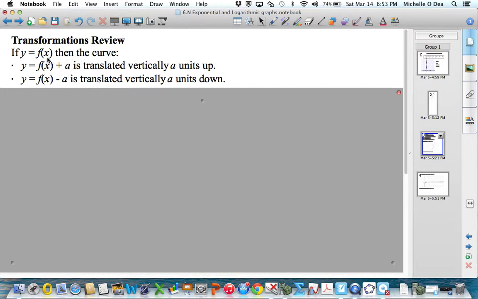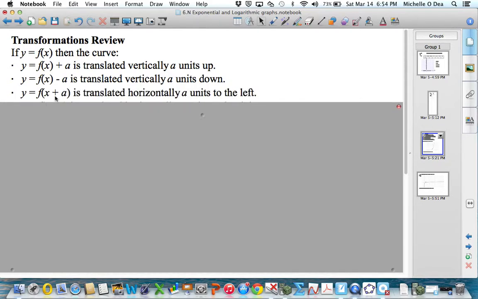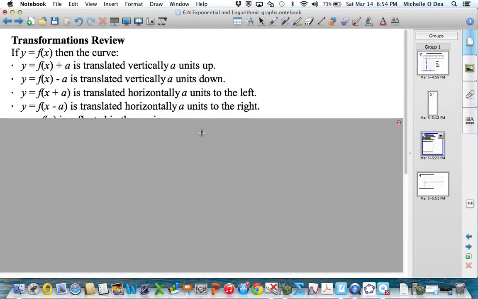If it's inside the bracket with the x's, it's then a horizontal transformation. So for example, looking at this one, here we add a to the x before we perform whatever the function is. If it's plus a, when it's horizontal, it always behaves the opposite to what we think it should. So it's translated horizontally because it's in the brackets with the x, but it goes to the left. And then similarly, if we subtract a from the x, it's translated horizontally, but this time it does the opposite to what you think, and it moves to the right.